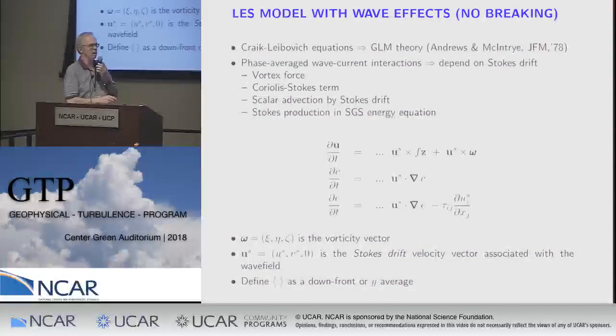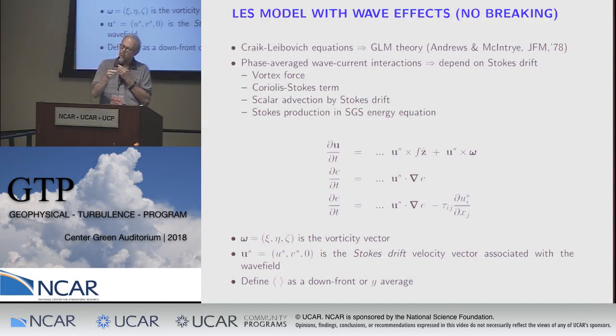I skipped all the other terms that you already know. So it has buoyancy, rotation, the usual sets of things in a boundary layer, but it's got these new fun terms. Here's a Stokes-Coriolis term. U_S is the Stokes velocity. This is the magic. It's U Stokes cross omega. That's a vortex force. They've done the analogy. This is like a Lorentz force here.